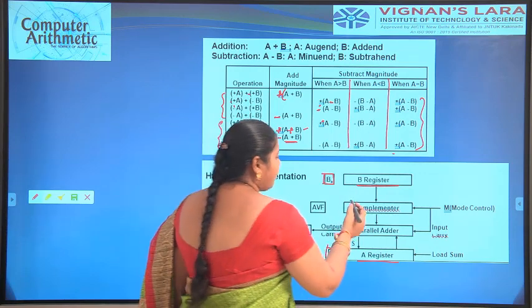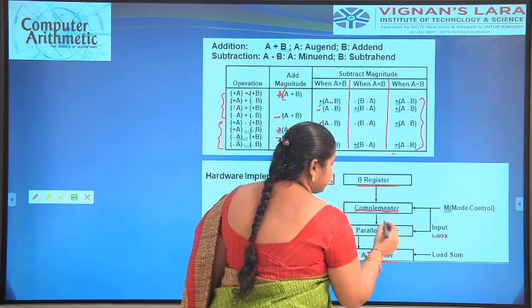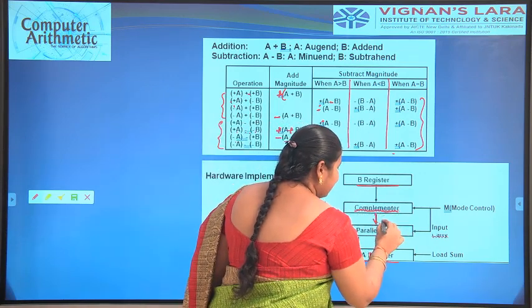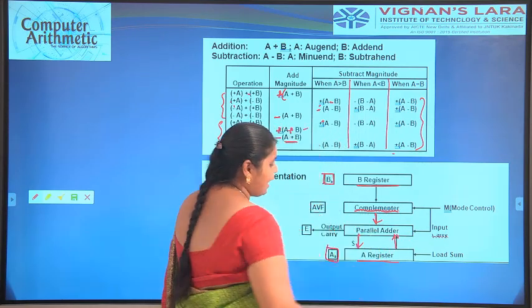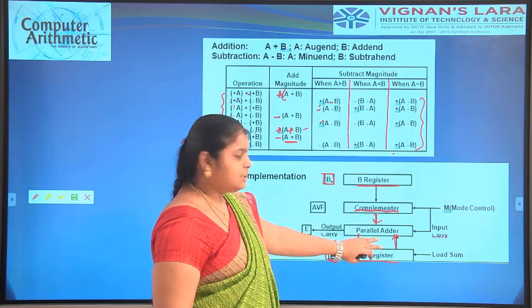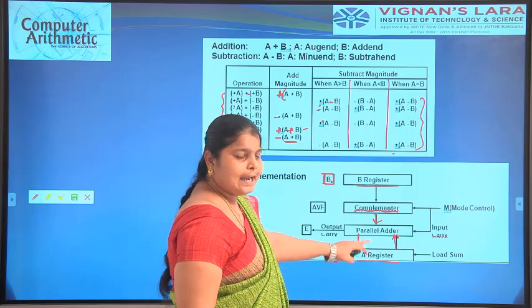Okay, this is a complementer for the subtraction operations. This is known as a parallel adder. In parallel, the data is sent from the B register and then sent to the A register, that is B to A and A to B.